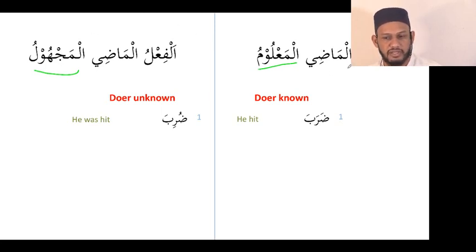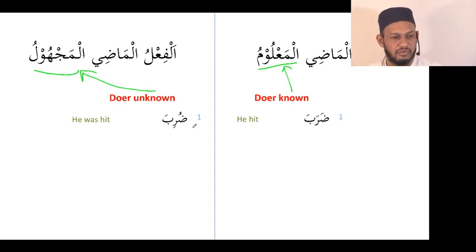So al-fi'l al-maadi al-ma'loom is the past tense scale where the doer is known, and al-fi'l al-maadi al-majhool is the past tense scale where the doer is not known. With me, if I come to the verb daraba, is the doer known? Yes, because daraba means he hit. If I use the verb duriba, which means he was hit, the doer is not known.